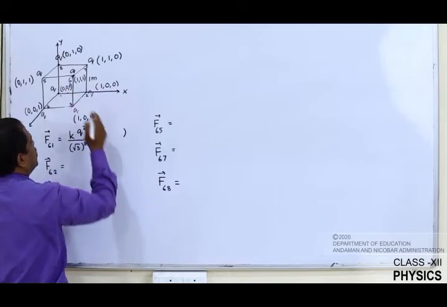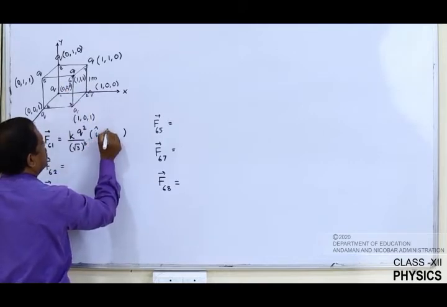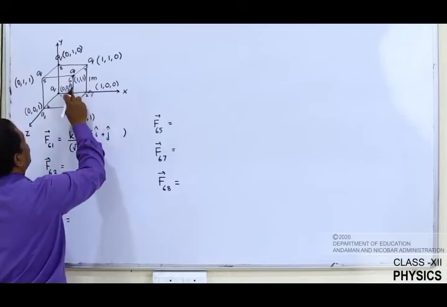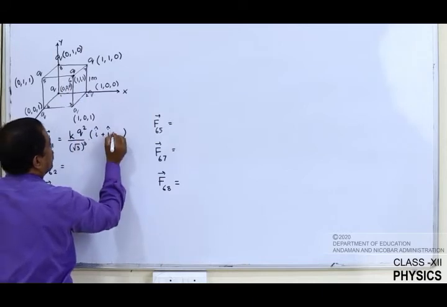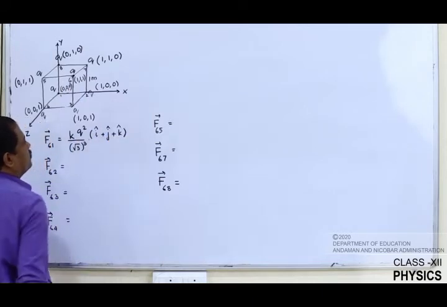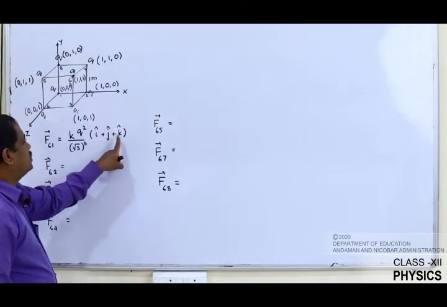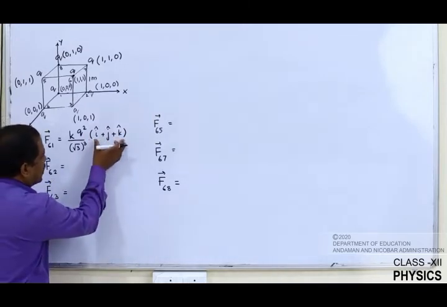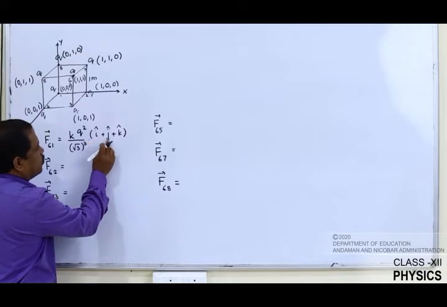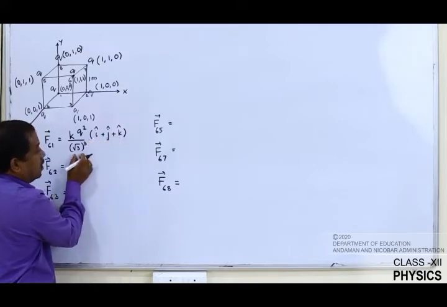1j minus 0j, so I am going to get 1j. 1k minus 0k, I am going to get 1k, which is equal to this: i plus j plus k. Magnitude of this vector is root under 1 square plus 1 square plus 1 square, which is root 3, and that is what we got.